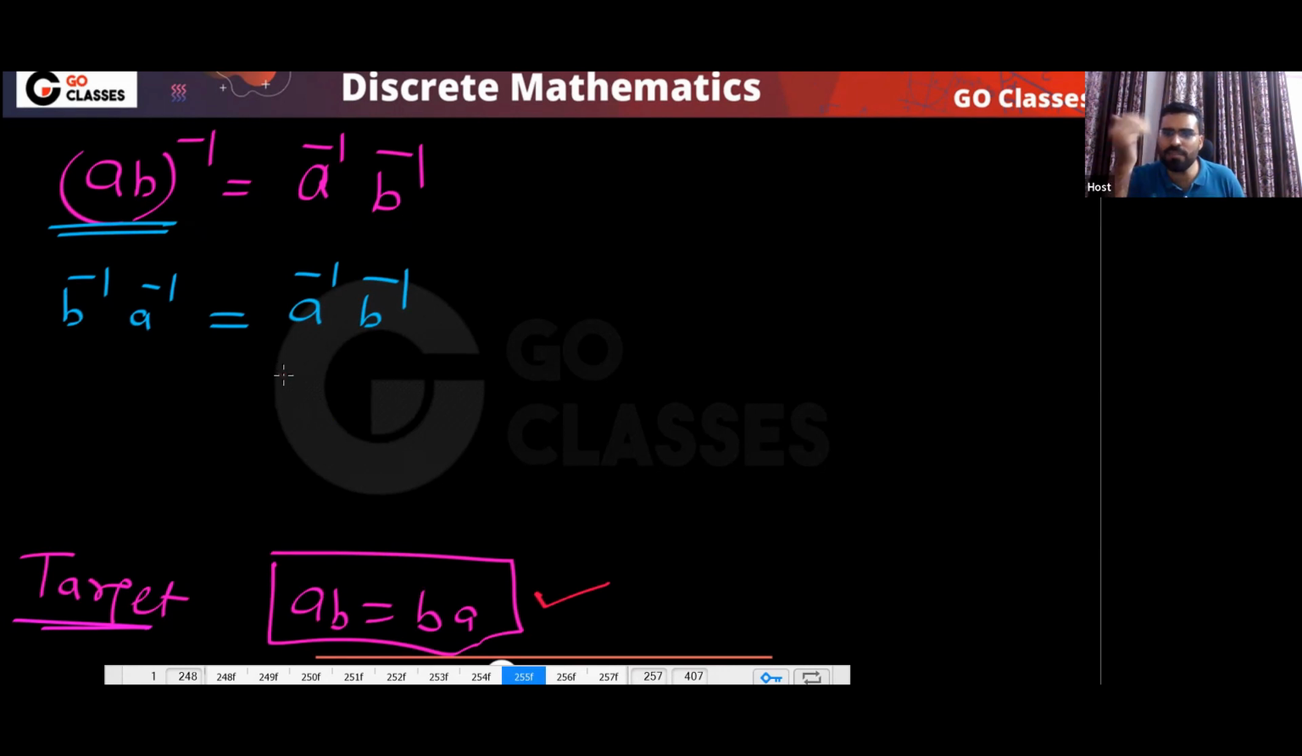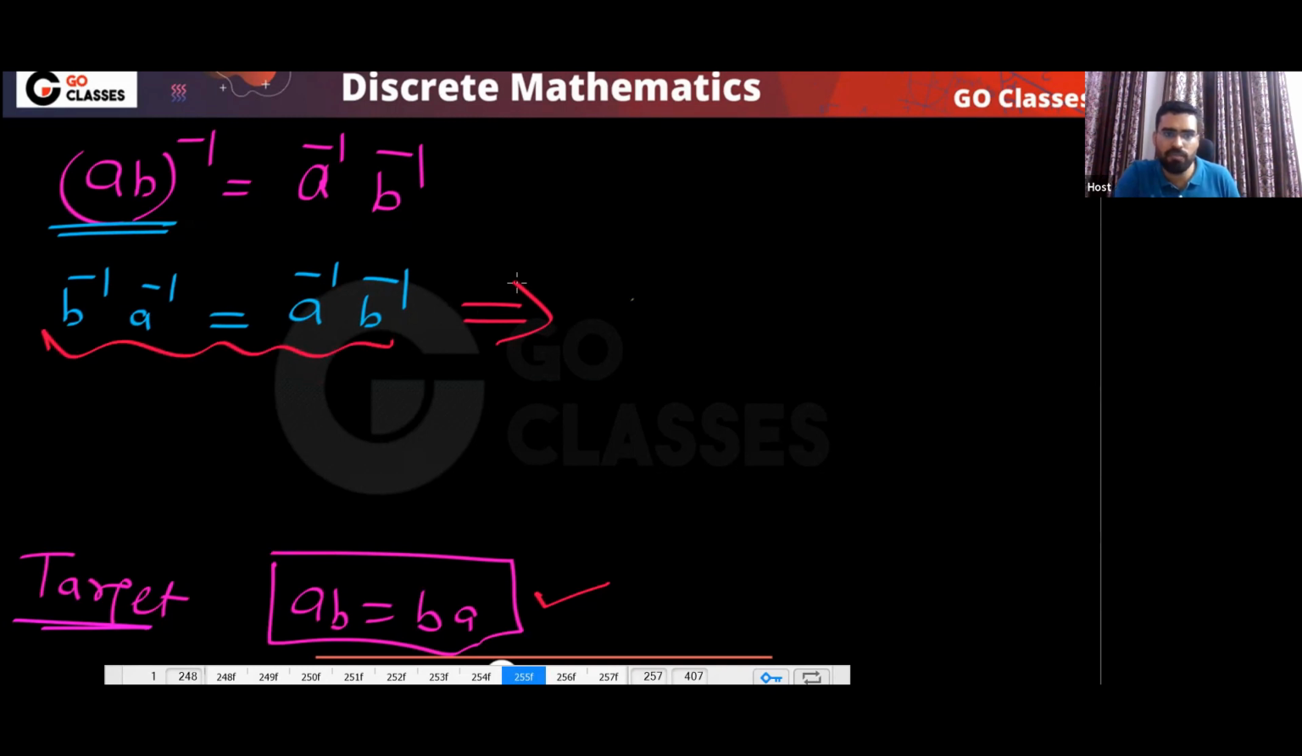Now what to do? Multiply with A. Just multiply with A. If you multiply with A, you will get this. If I multiply with A, B inverse. Oh, wait, so what can you do?